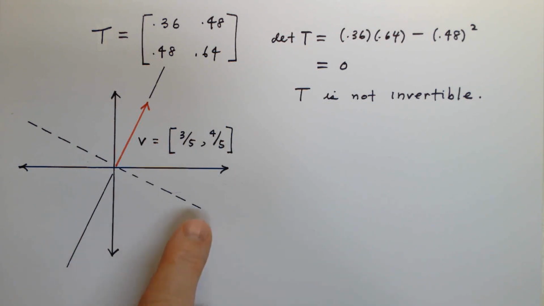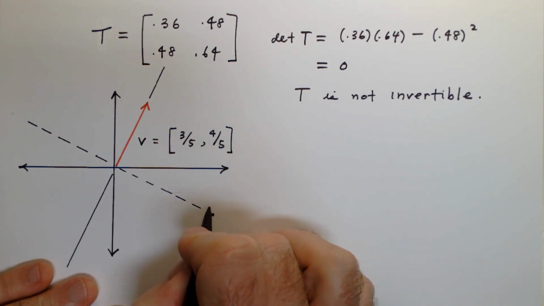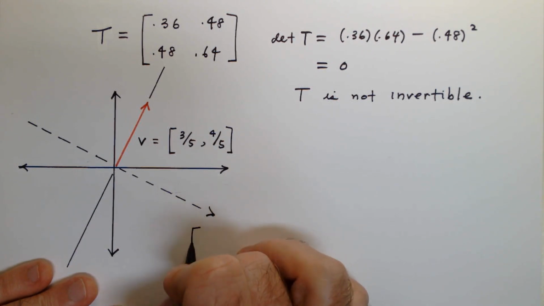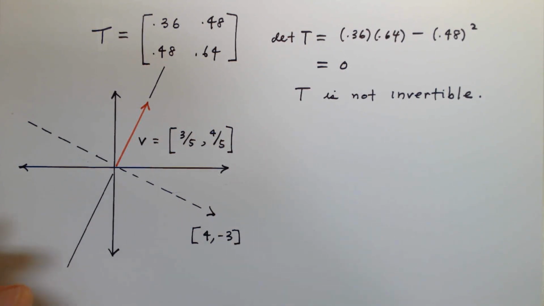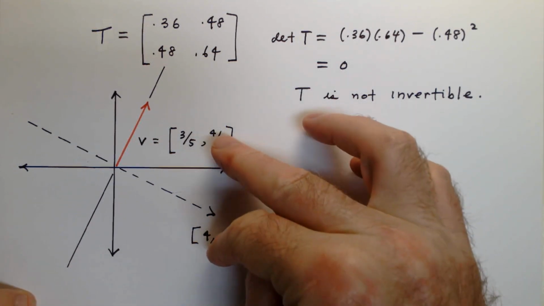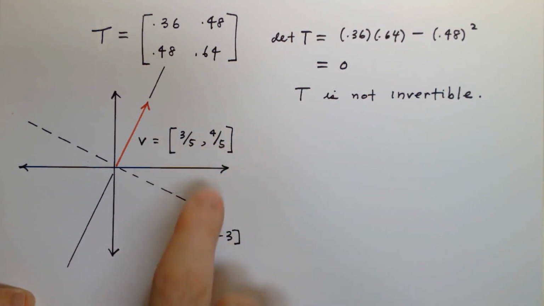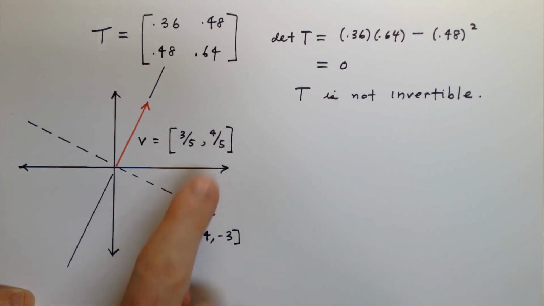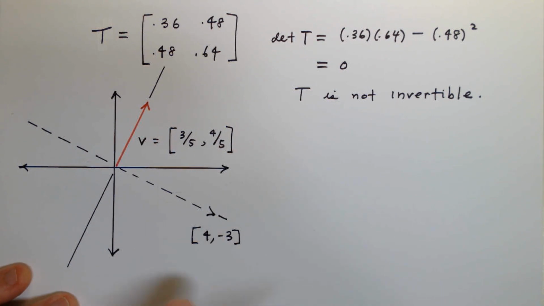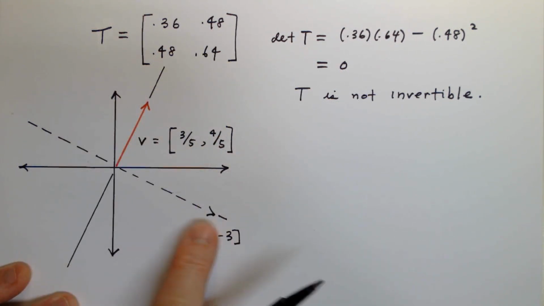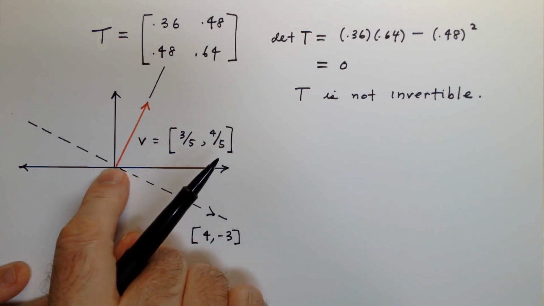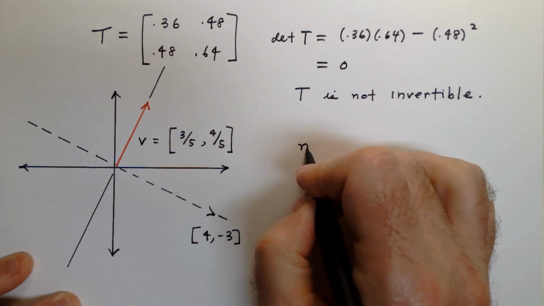So we have within the plane a line that's perpendicular to the line determined by that vector v. In particular, one vector whose tip is on this line would be the vector with components, let's say, 4 and -3. We can easily check that this vector is orthogonal to the vector v by taking the dot product. In particular, we can see that this vector, through this transformation T, is going to be sent to the 0 vector.